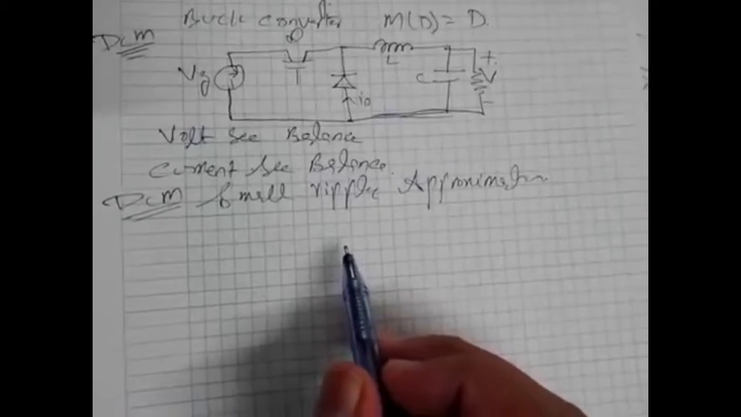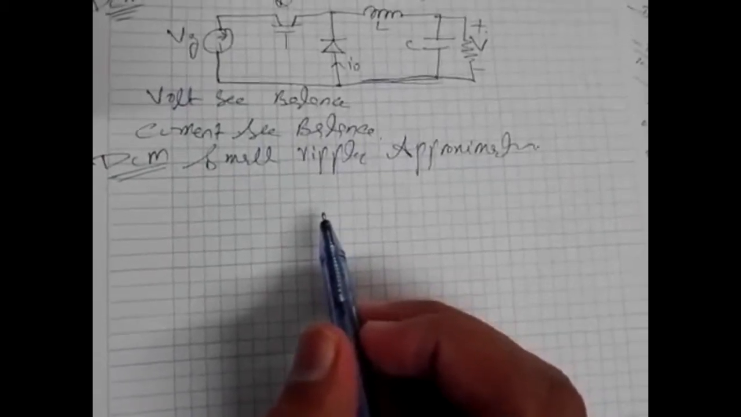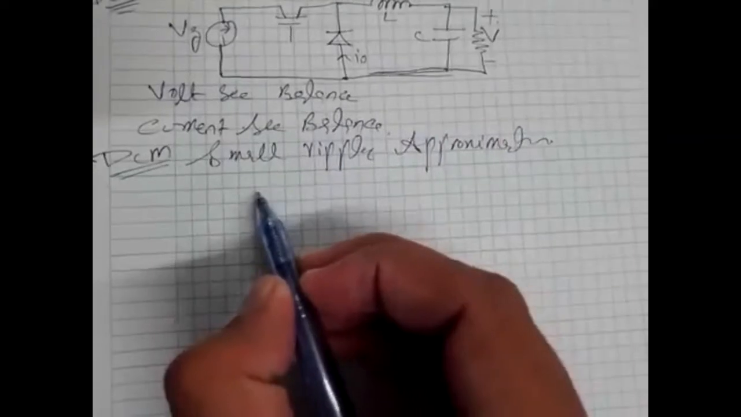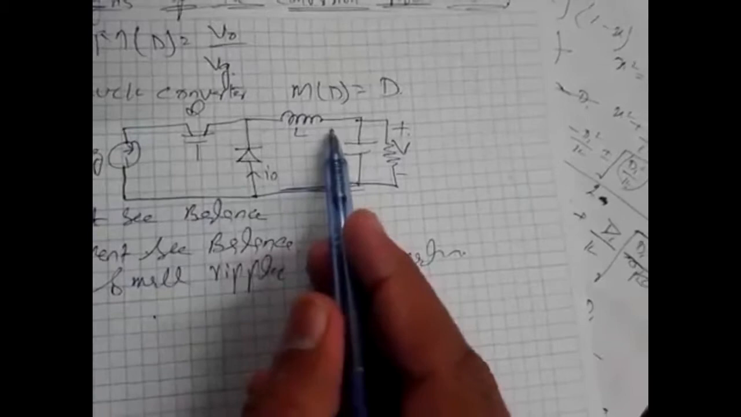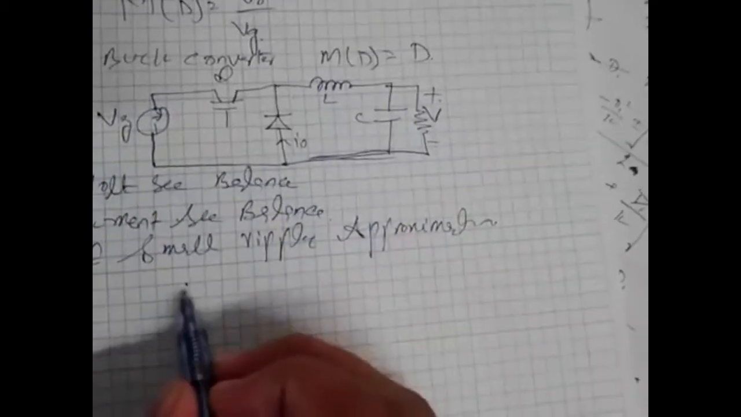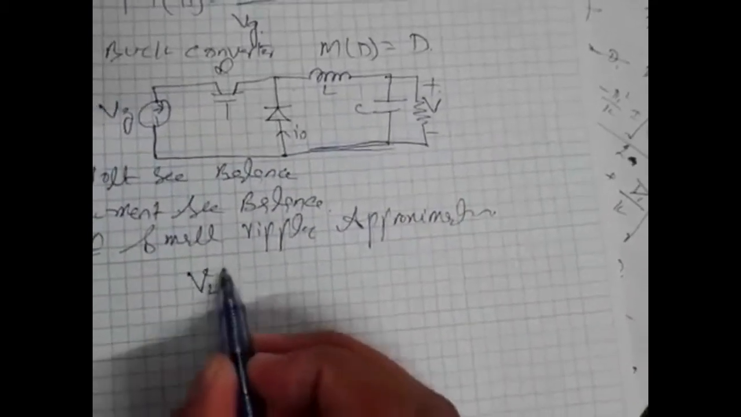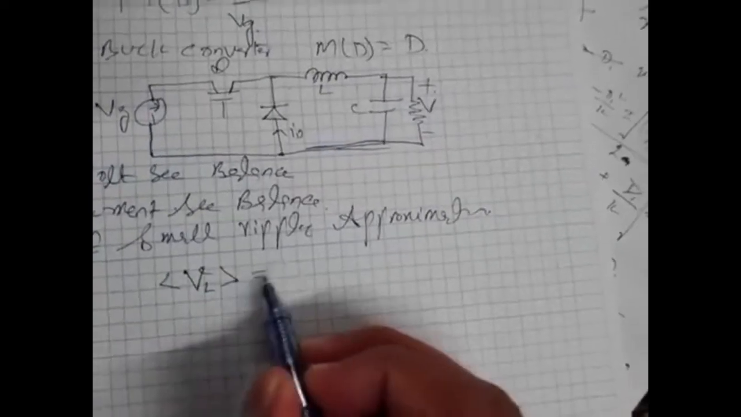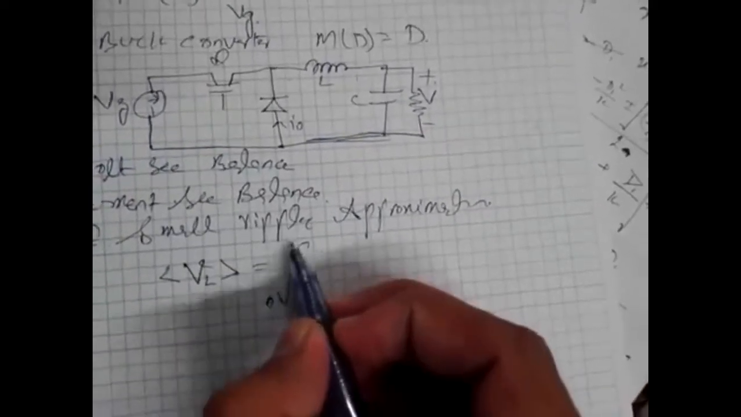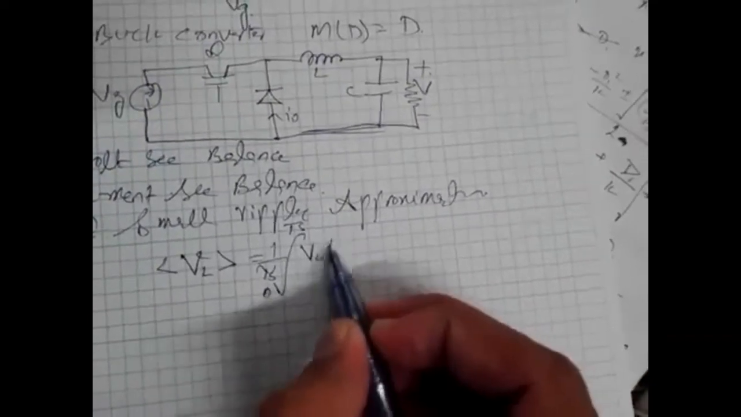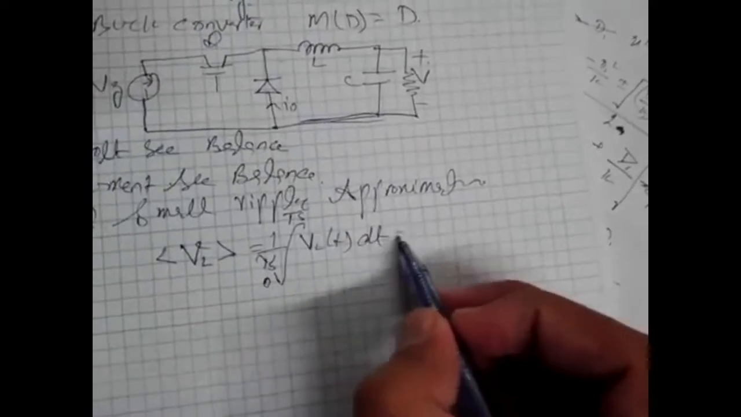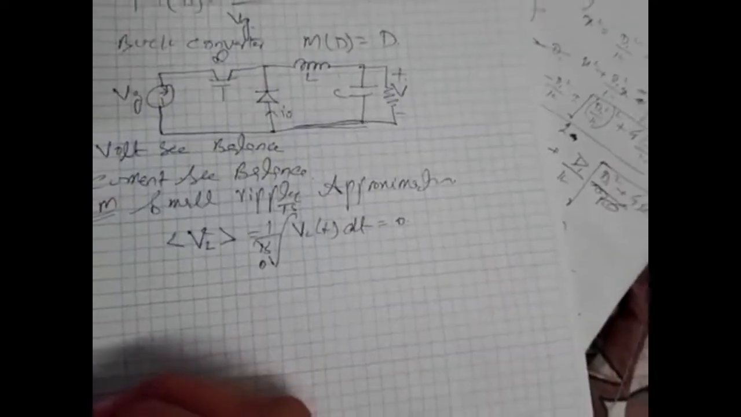Now as we know, in an inductor the DC voltage must be equal to 0, because when DC current is flowing in the inductor, the voltage across the inductor is equal to 0. So for this we take the average value, as the average value is the DC value of the inductor voltage. That will be equal to 1 by Ts integral of vL(t) dt, and that must be equal to 0, as we already applied in the small ripple approximation.